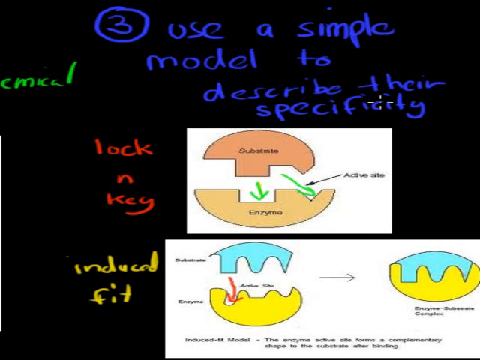And remember the specificity, there's specificity, so all enzymes only work on one type of substrate. They don't work on any other substrate. So for example, lactase, the enzyme lactase, only works on the molecule lactose. No other molecule will be worked on by that specific enzyme.